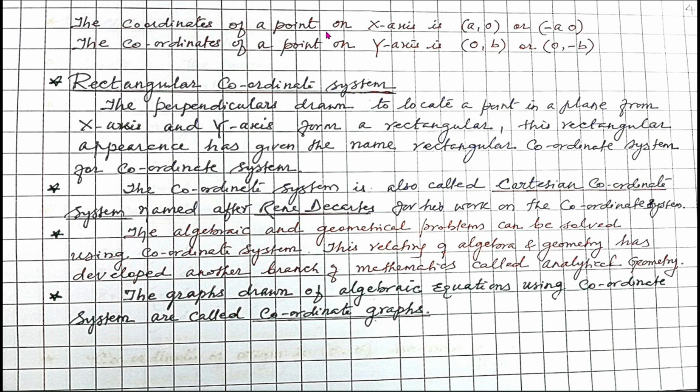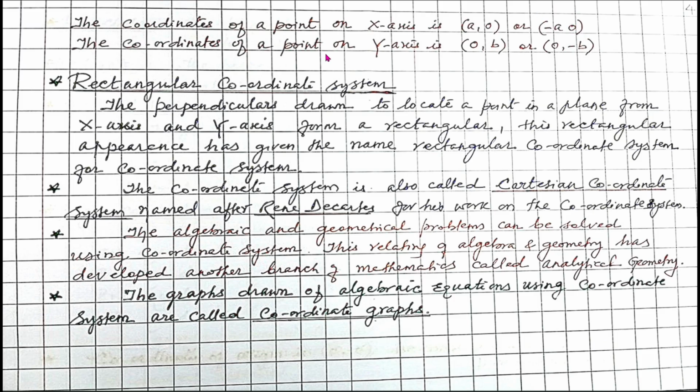Now coming to the next point, the coordinates of a point on the x-axis, very important. The coordinates of a point on the x-axis are (a, 0), because it gives us only the value of x and not y. Y is 0 there. And also it can be (minus a, 0), because to the left of the origin we have the values of x as negative, therefore it is minus a, and y is 0 as it is.